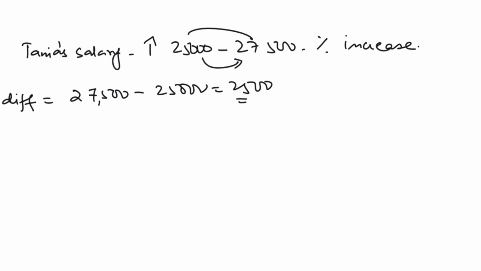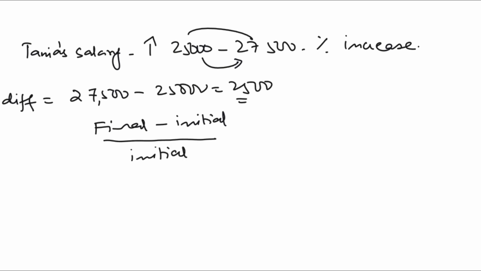Now the difference is calculated as final minus initial, and for ratios we divide by the initial, and for percentage we multiply by 100. So the final value is 27,500 and the initial value is 25,000. So we have 2500 divided by the initial value, 25,000, multiplied by 100. Simply we can come to the conclusion that it is 25 times 1, so 10%.